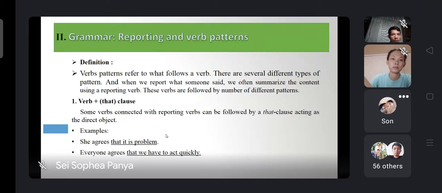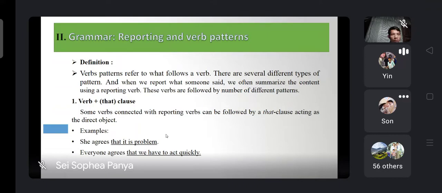Thank you, Sinot. Good evening, teacher and everyone. I'm Sapir. I'm responsible for grammar, and my grammar point talks about reporting and verb patterns. Before I explain, I would like to apologize for my mistake in speaking in the earlier explanation.